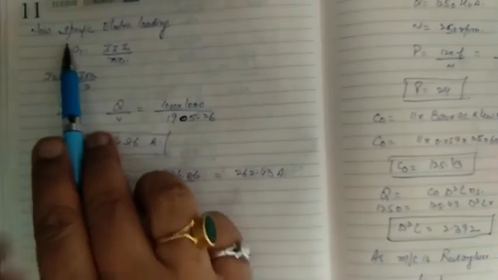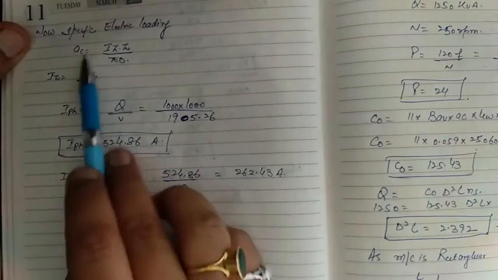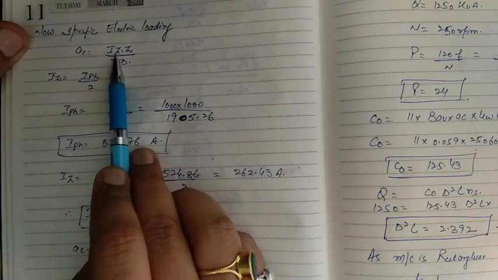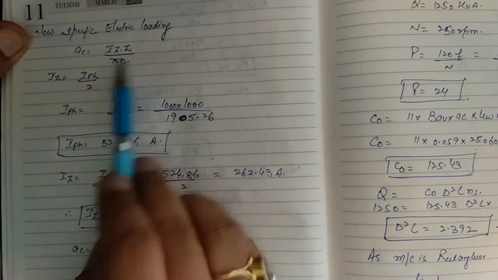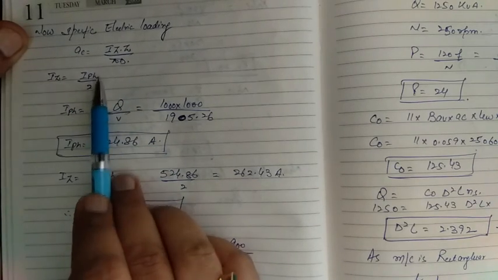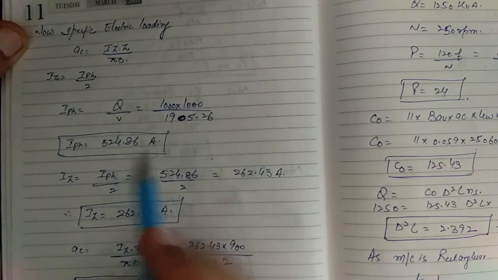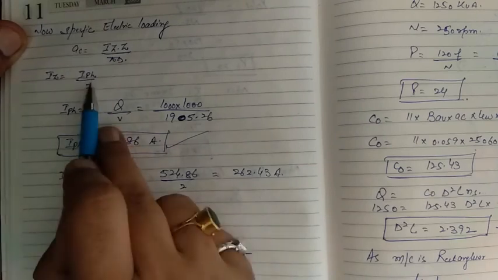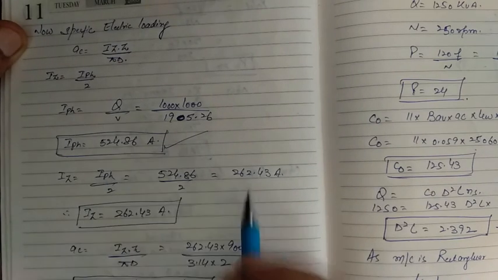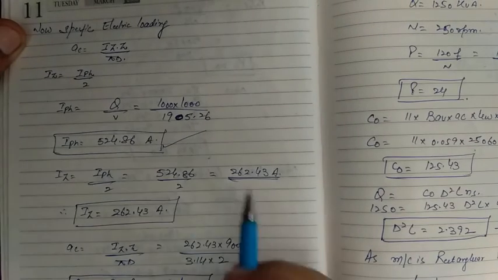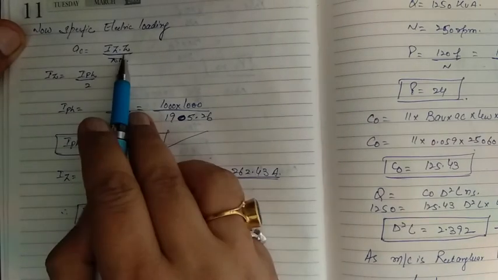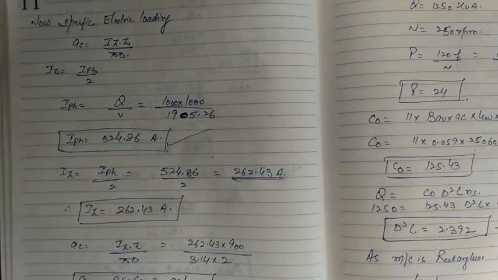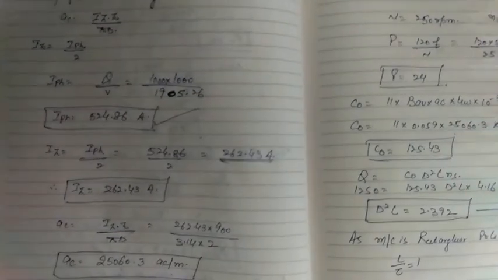after that, we calculate the specific electrical loading, which is equal to AC, that is IZ into Z upon pi D, where IZ is current per conductor and Z is the total number of conductors. So IZ is equal to IPH upon 2, and IPH is equal to power upon voltage. By substituting the values, we get IPH equal to 524.86. Therefore, IZ is equal to IPH upon 2, so we get IZ. Now we have IZ, we have Z, we have pi, we have D. By substituting these values in this equation, you get AC equal to 250. This value you can get.